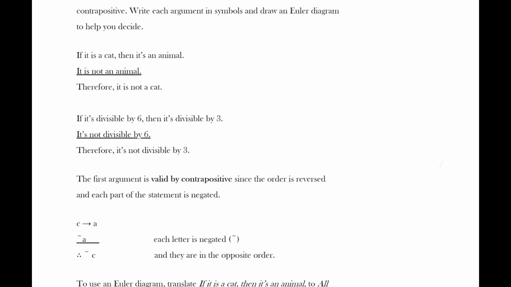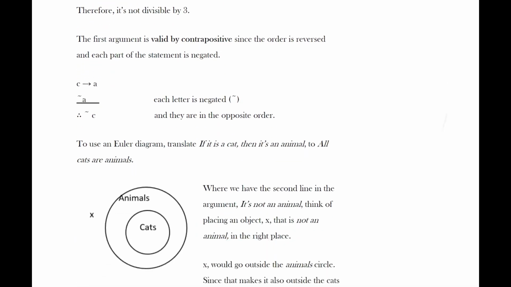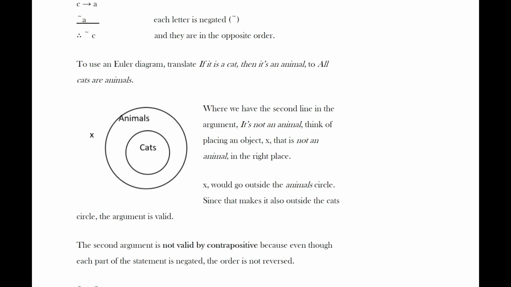The first argument is valid by contrapositive because the order is reversed and each part of the statement is negated. So I reverse it and put A, it's backwards, right? But I put not A, and then I put not C. So it's the opposite order, and each letter is negated. And the Euler diagram looks like this. All cats are animals, and this X out here is not an animal, right? X is not an animal, and so you can tell that that makes it outside the cat circle. So the argument is valid.